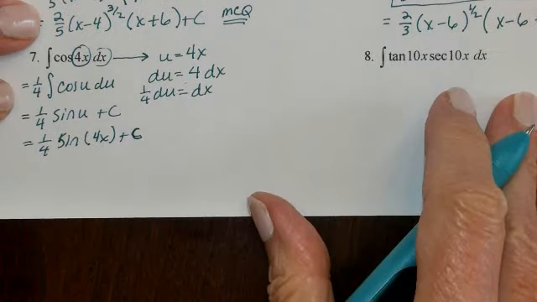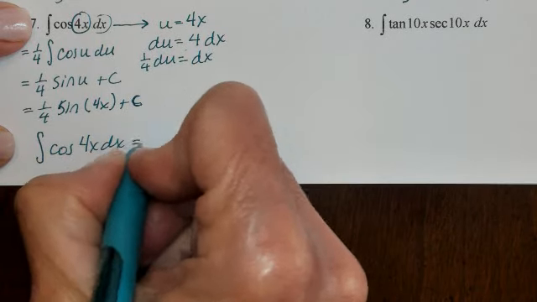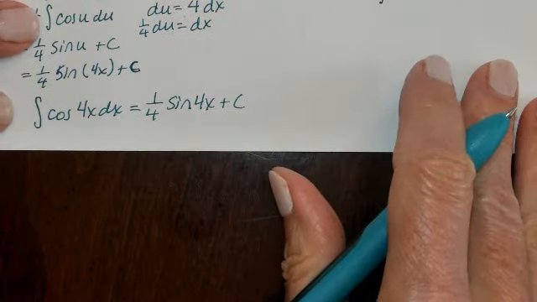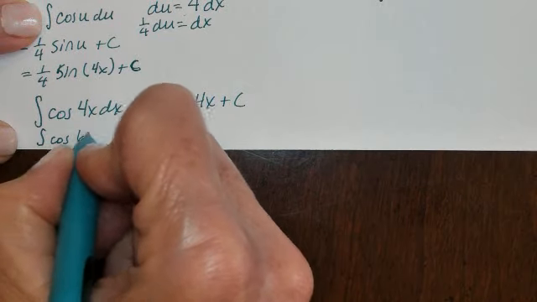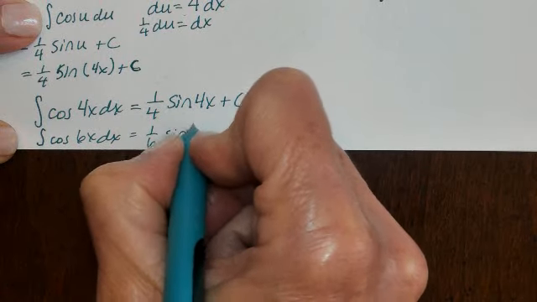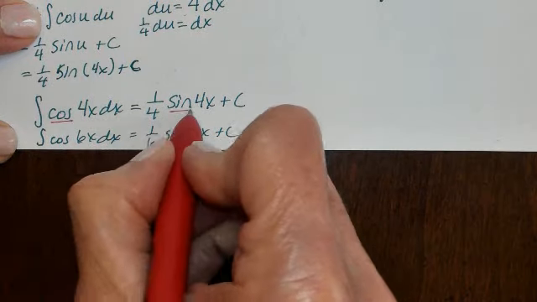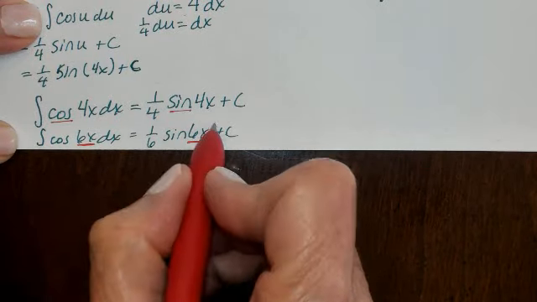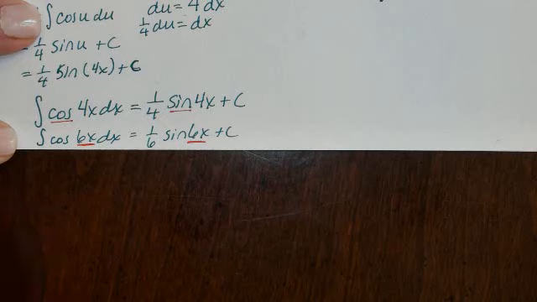Okay, so let's see what we found out. We found that the integral of cosine of 4x dx is equal to 1/4 sine of 4x plus c. So what do you guys think the integral of cosine of 6x would be? Not too hard to figure out what that would be. Right? So we're taking the antiderivative of the function, keep your argument, right? And then just multiply by 1 over the derivative of that argument, right? Make sense?